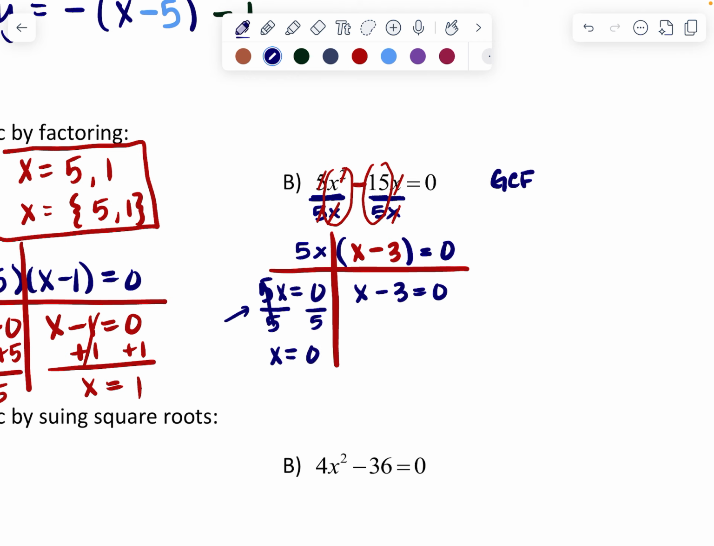That's nothing. You guys, 0 is actually a value. It is actually a solid answer, okay? So on the second one, to get rid of the negative 3, I'm going to add 3 to both sides. So it's going to give me that x equals 0 plus 3 is 3.